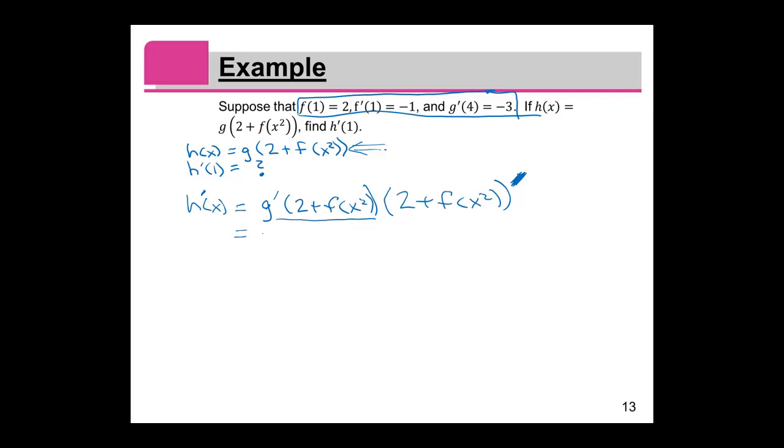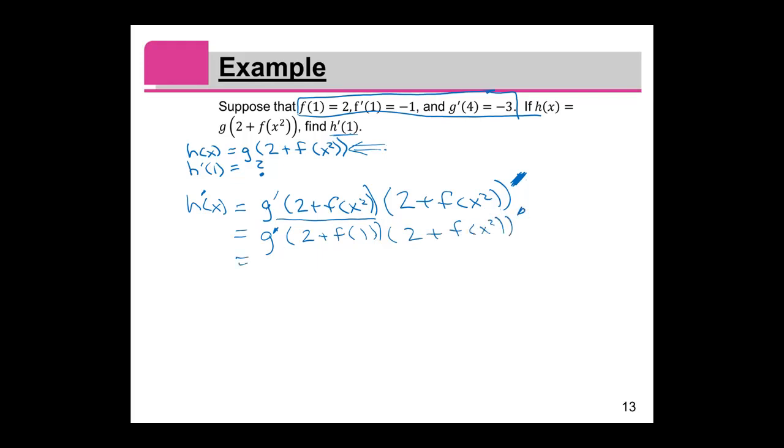Well, 2x for f of x. Well, we know, don't we know what x is? We're trying to find h prime of 1, so x is equal to what? 1. Good. So now I have 2 plus f of 1 squared, which is still 1, right? And I'll just write this down so we don't forget about it.